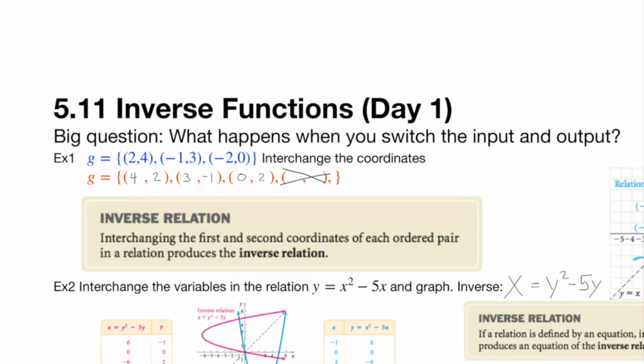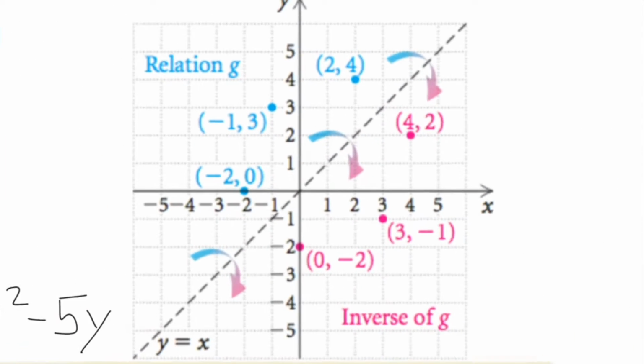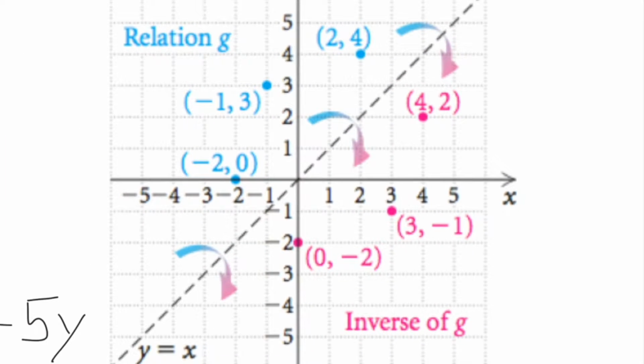If you interchange the first and second coordinates of each ordered pair in a relation, it produces the inverse of that relation. So here's the original relation in blue, and the inverse relation is in red. Now if you graph these, you'll notice something funny happens. All the originals are graphed, and then they get reflected over a line.